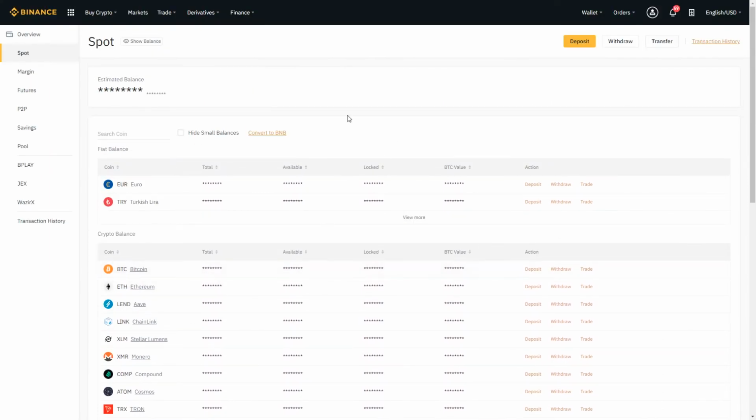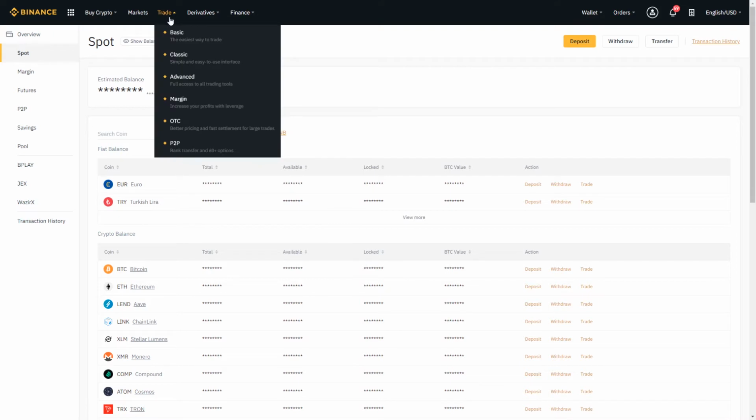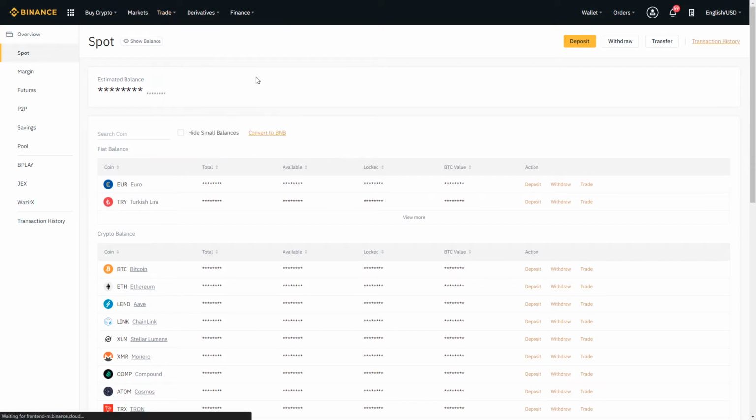All right, now that you've had your funds transferred to the exchange, the next question you might have is how do we start trading? We do that by going to Trade right here. And the most popular exchange interface is the Classic interface. Let's click that option here.